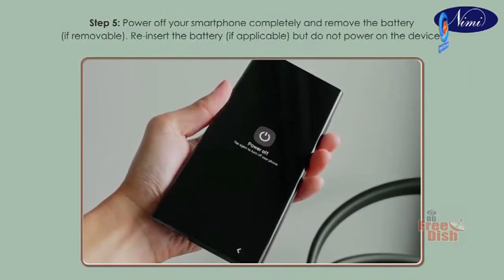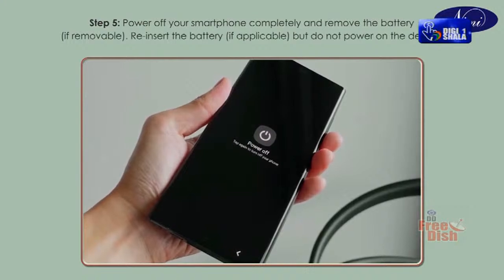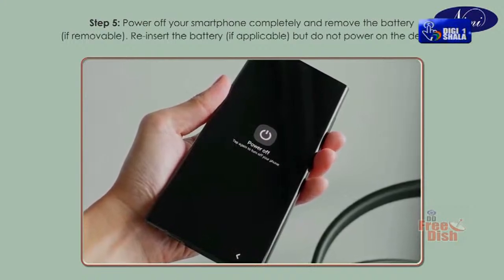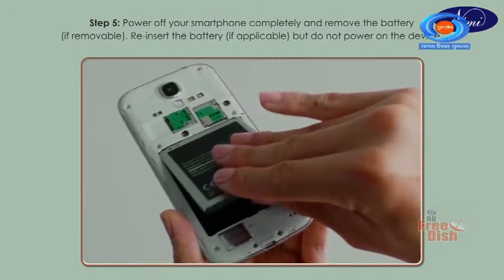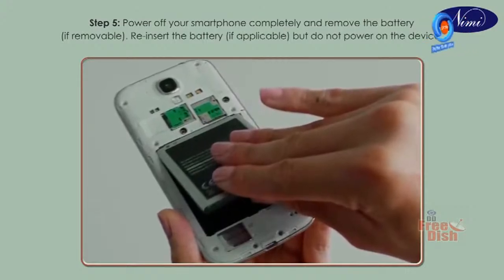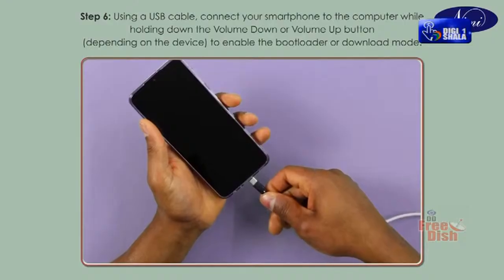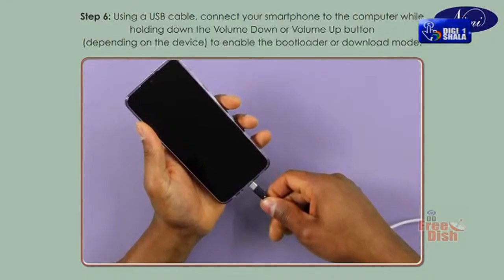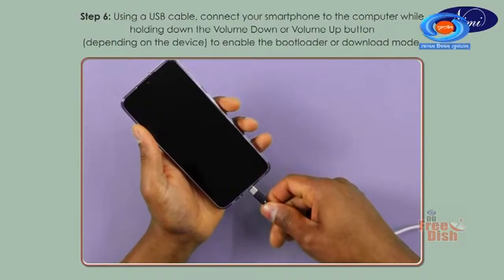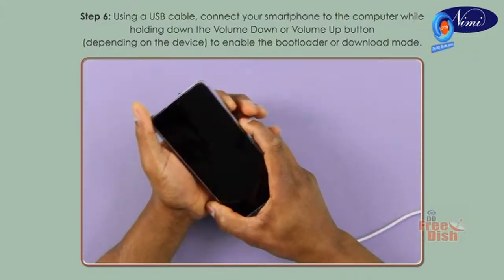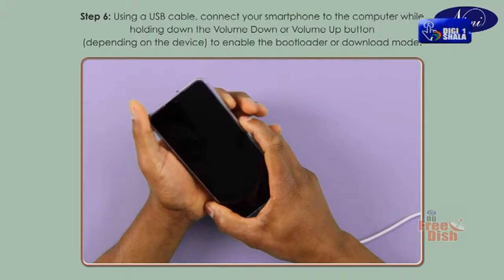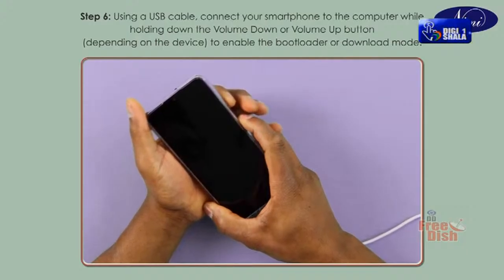Step 5. Power off your smartphone completely and remove the battery if removable. Reinsert the battery if applicable, but do not power on the device. Step 6. Using a USB cable, connect your smartphone to the computer while holding down the volume down or volume up button depending on the device to enable the bootloader or download mode.